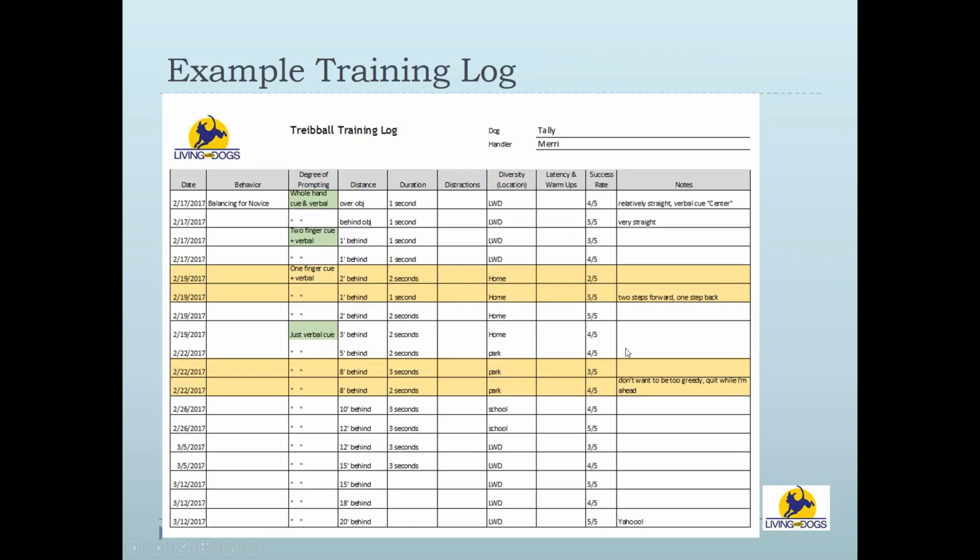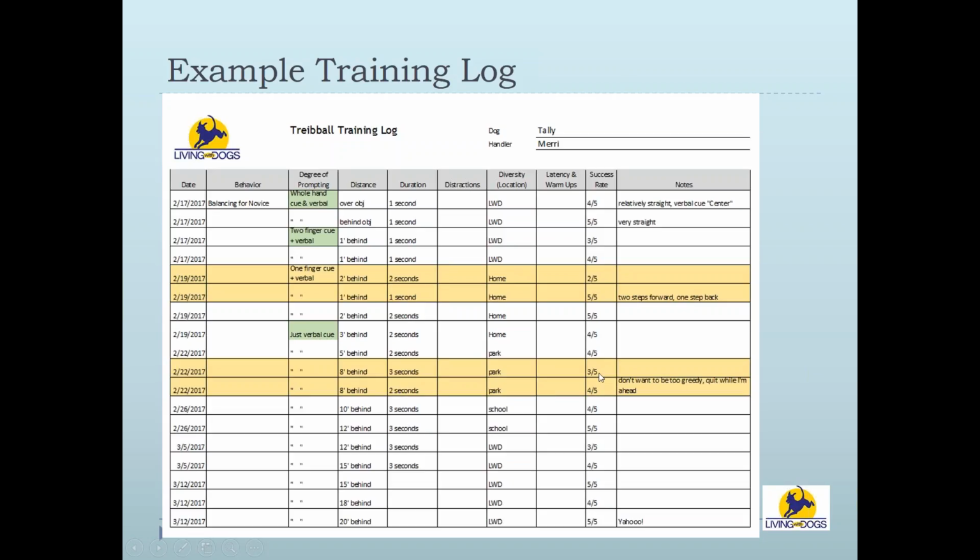Now, I wouldn't fill it out ahead of time, but I might have my increments figured out ahead of time. But I might have to, like in this one, I have 2 out of 5 here, so I reduced the criteria and made it 1 foot behind instead of 2 feet behind. And my duration was 1 second instead of 2 seconds. So, I noted over here that, oh boy, today wasn't a good day. It was 2 steps forward, 1 step back.